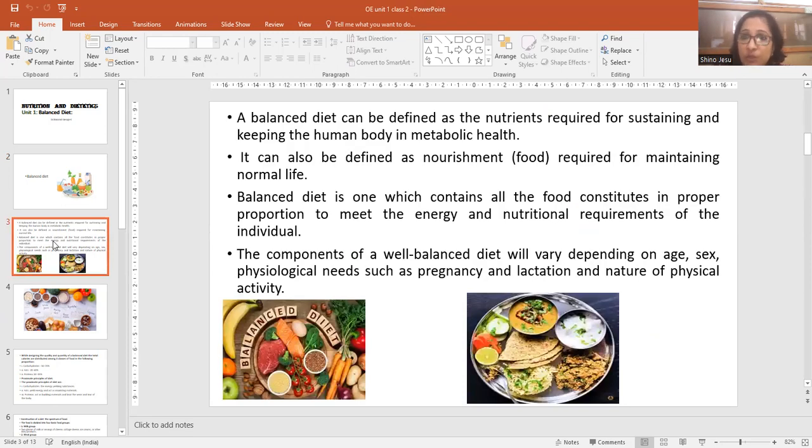It can be defined as the nutrients required for sustaining and keeping the human body in metabolic health. It can also be defined as nourishment required for maintaining normal life. A balanced diet is one which contains all the food constituents in proper proportions to meet the energy and nutrition requirement of the individual. The components of a well-balanced diet will vary depending on age, sex, physiological needs such as pregnancy and lactation, and nature of physical activity.